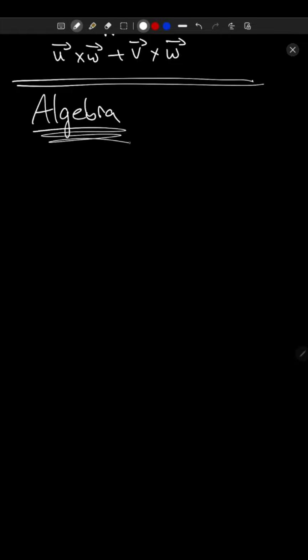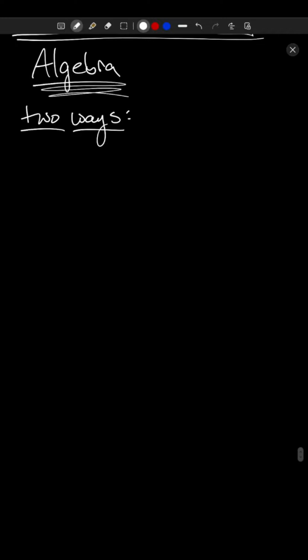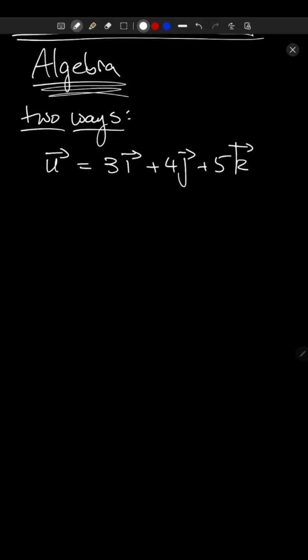So how do we actually do the computations? So there's two ways. One way is always going to work. The other way probably works, or you'd probably be more comfortable with it if you've already done some stuff in linear algebra, some matrices stuff. So the idea behind the first way is that we know every vector in space can be written as something like 3i plus 4j plus 5k, right?